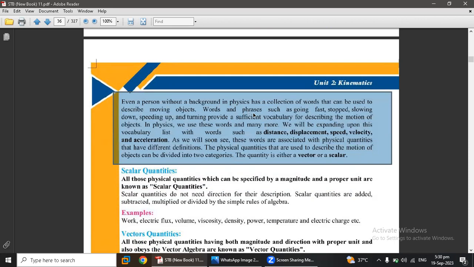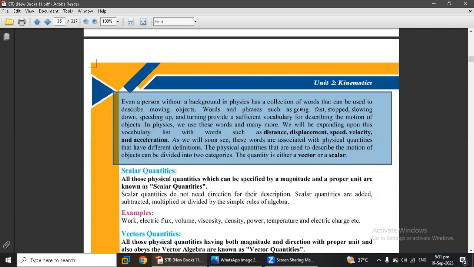Even a person without a background in physics has a collection of words that can be used to describe moving objects. He's saying that even a person who doesn't know physics can describe moving objects by using words like speeding up, going fast, stop, slowing down, moving. We will be expanding upon this vocabulary list, such as distance, displacement, speed, velocity, acceleration. As we will soon see, these words are associated with physical quantities.